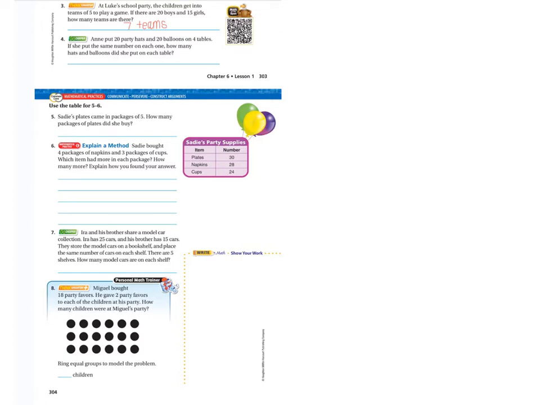The answer to number 4 is 5 hats and 5 balloons. Keep listening to my explanation if you did not get that. If you did get 5 hats and 5 balloons, fast forward to number 5.